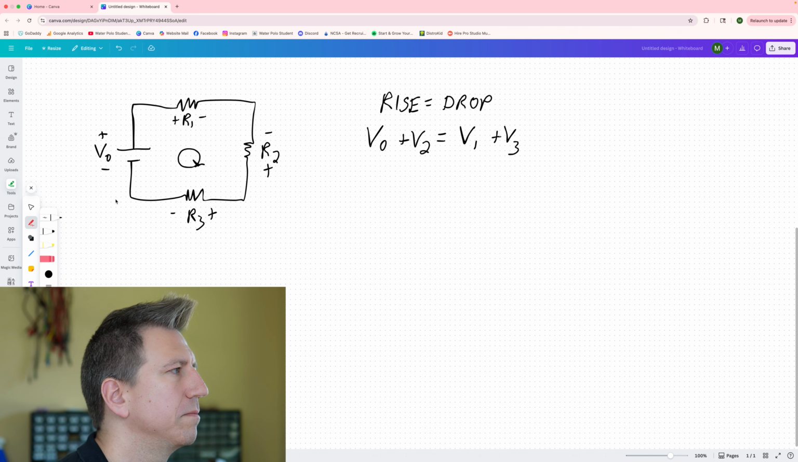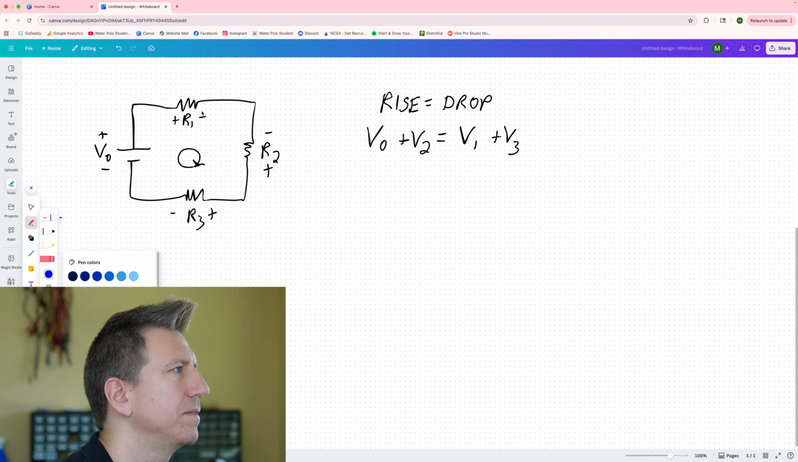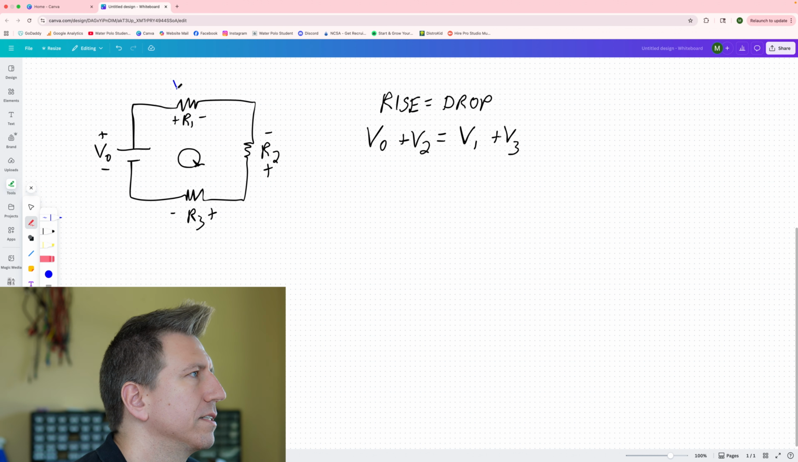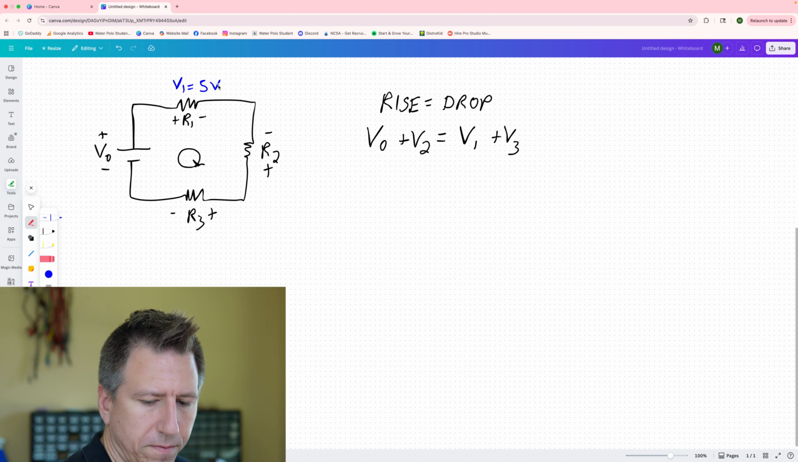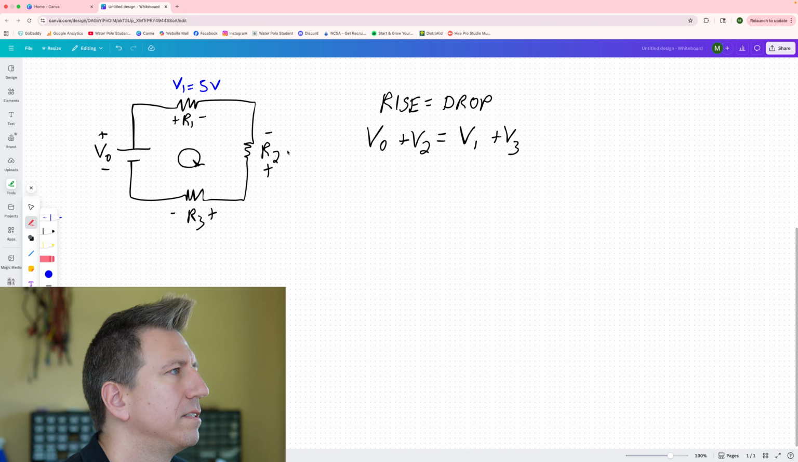Now, we might know some information already about this circuit, and we indeed have to know something if we want to solve for an unknown. So for instance, let's say that we know that right here, this V1 is equal to 5 volts. Let's say that this V2 here is equal to negative 3 volts. And let's say that this V3 here is equal to 7 volts.